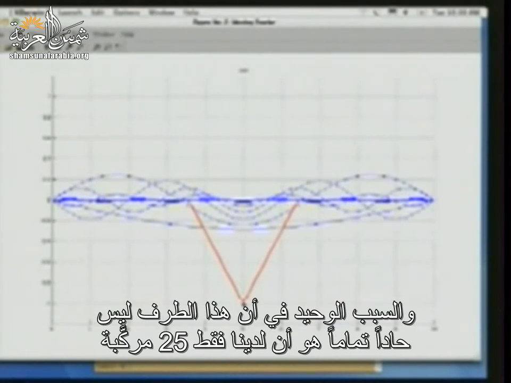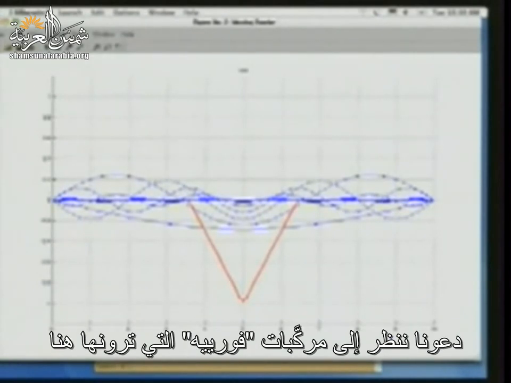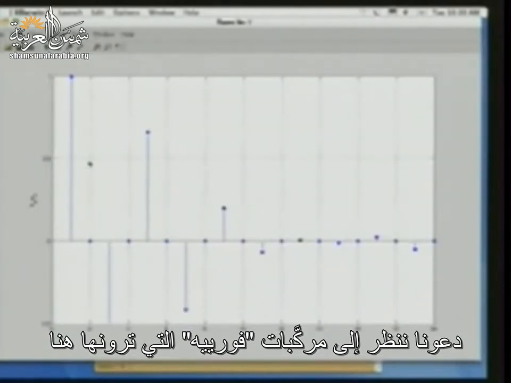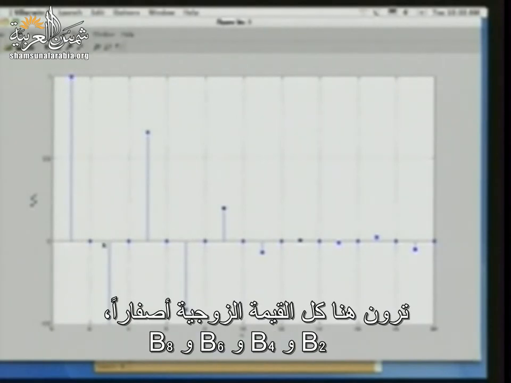The only reason why this tip is not very sharp is we only have 25 terms. If I would run it with 400 terms, then you would see this sharper, but it would take a lot more time. Let's look at the Fourier components, which you will see here. So this is B1, which we have arbitrarily called 1. You see all the even values. This is B2, B4, B6, B8. All the even values are 0.